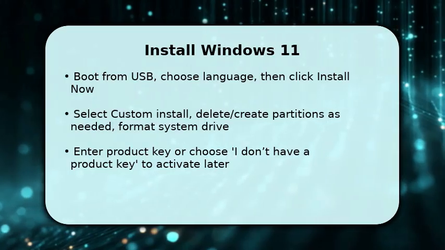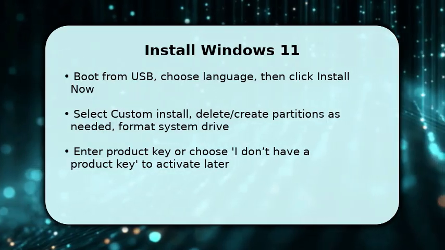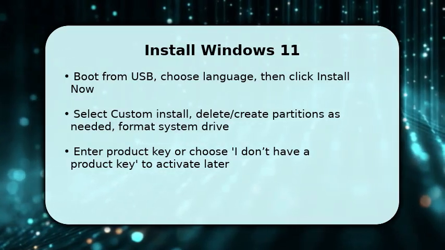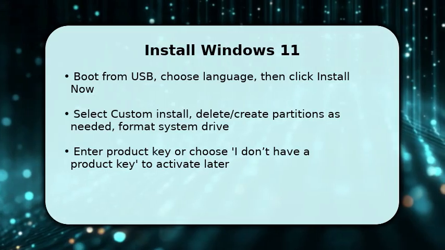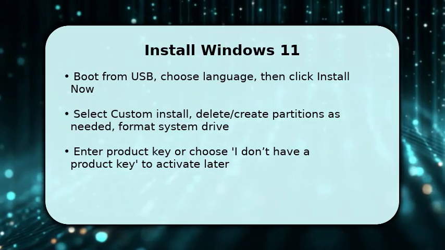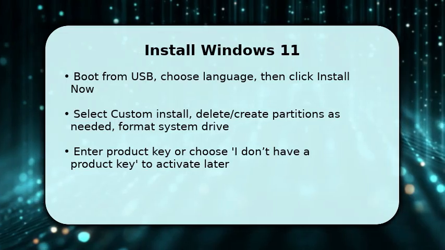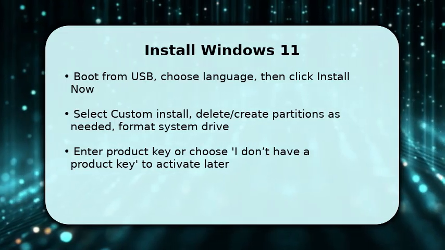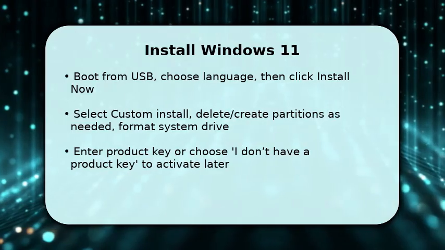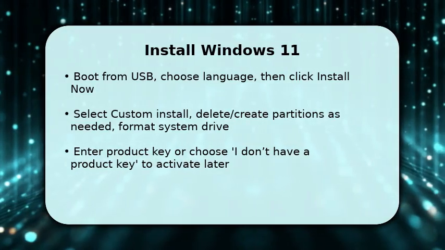Choose Custom Installation to manage partitions. Delete old partitions on the target drive, create a new one so Windows configures system partitions, then format it and continue. Make sure to pick the correct drive. Once you proceed, the installer copies files and reboots automatically to continue setup.